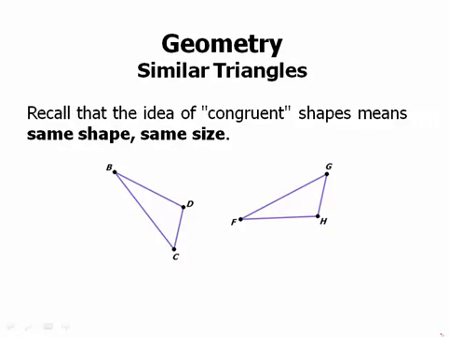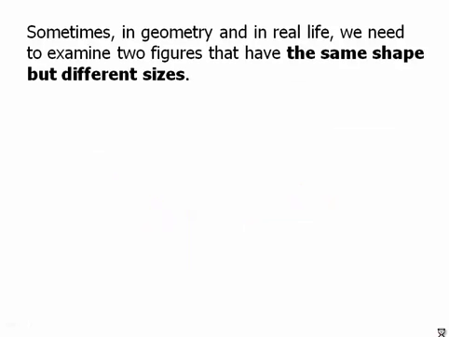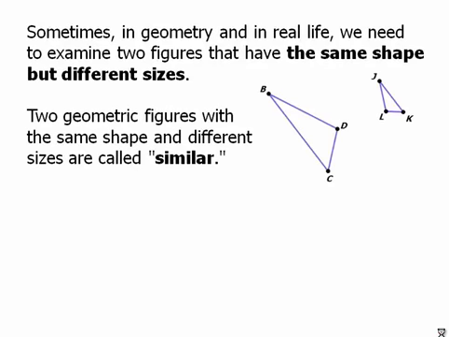And so we could pair them up. The corresponding sides have equal length, the corresponding angles are equal. They are exactly the same shape, just in different orientations. Sometimes in geometry and in real life, we need to examine two figures that have the same shape but different sizes. Two geometric figures with the same shape and different sizes are called similar.